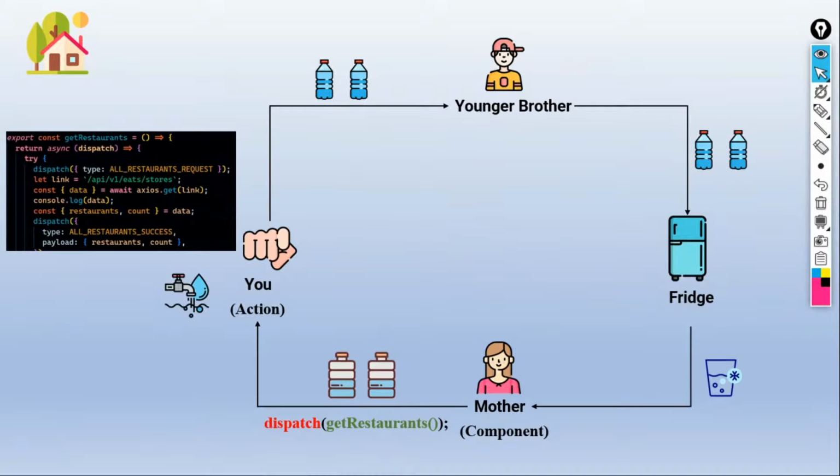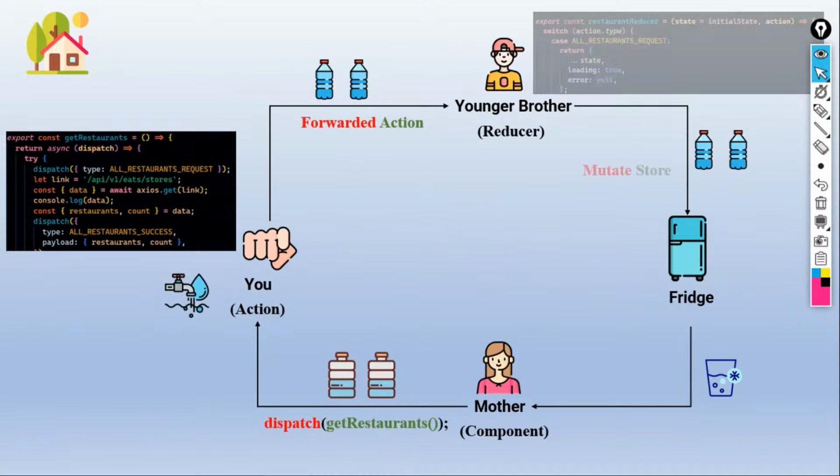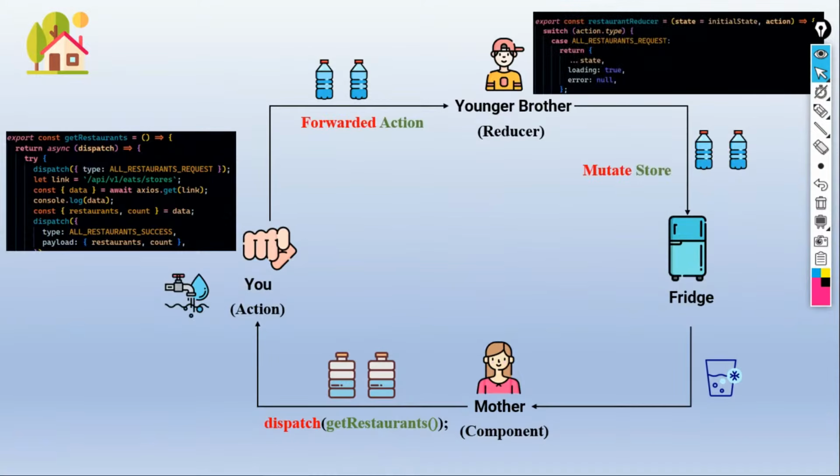Fine. The younger brother, being a reducer, is following your order and updating our storage area, which is the fridge. Which is what? Fridge. Correct. And thus, this is how the whole Redux works.